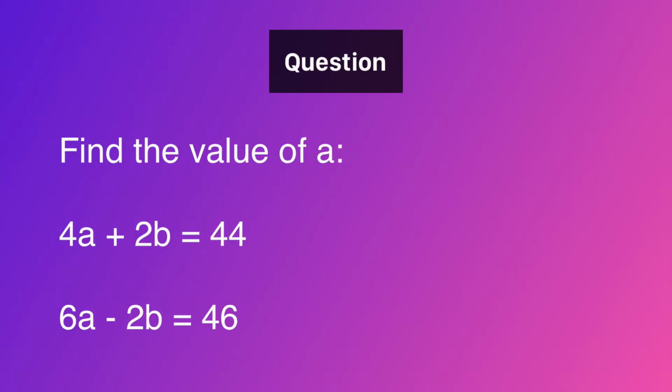Let's do an example. Find the value of a. 4a plus 2b equals 44, and 6a minus 2b equals 46. And these are the answers to choose from.